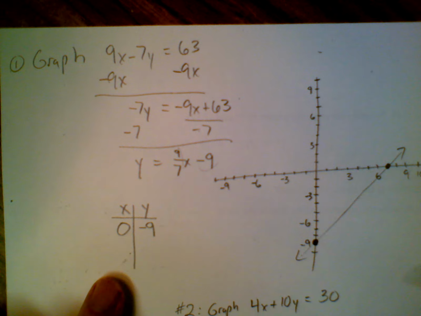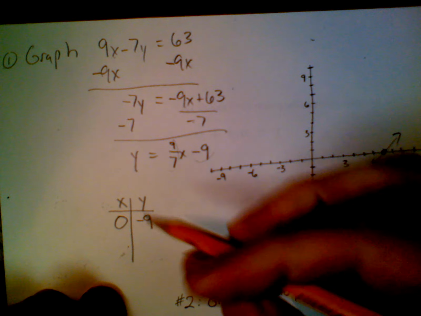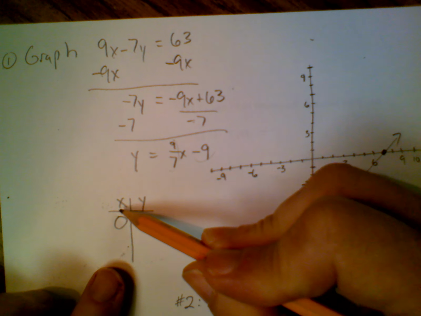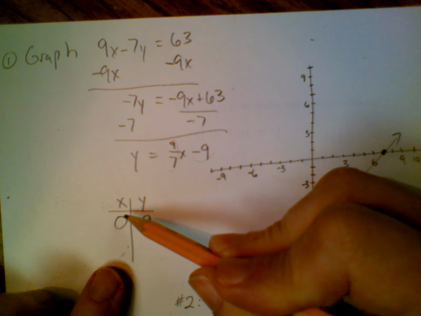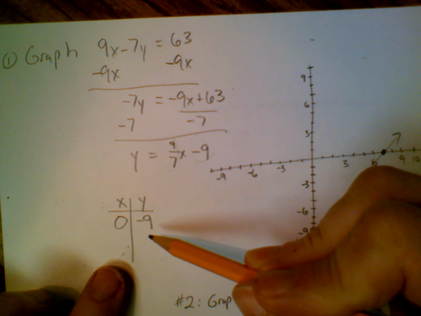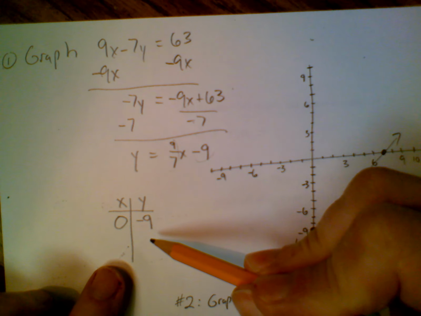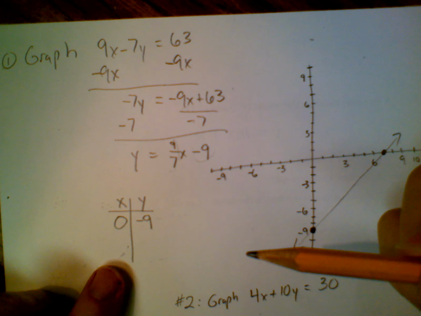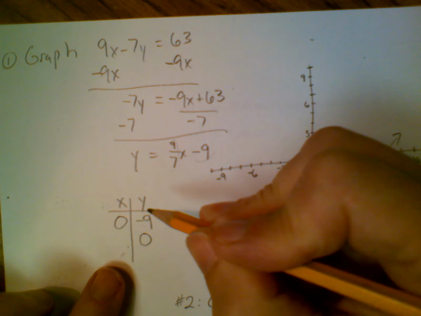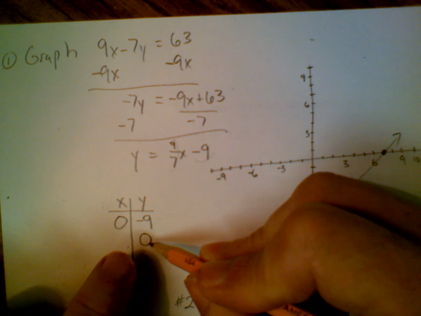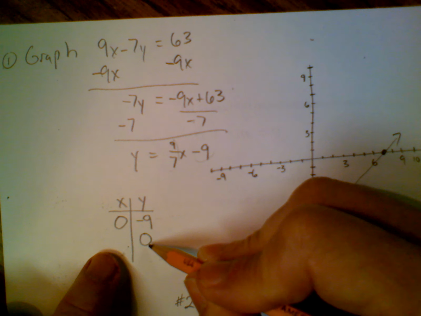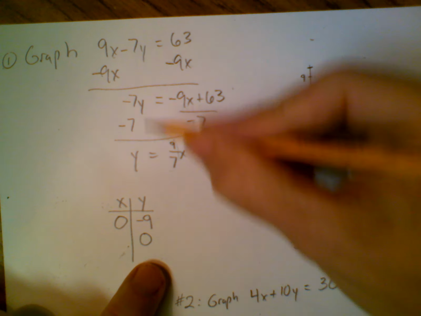Now, how can I quickly find another ordered pair? Don't choose a value of 1 or 2 or 3 for x, or even -1. That's going to be tough. You're going to get a nasty fractional answer for y. What's the smart thing to do? Do you know what the smart thing is to do? Choose 0 for y. I mean, who says we can't choose a value for y instead of choosing a value for x? We can. So start over and plug 0 in for y.